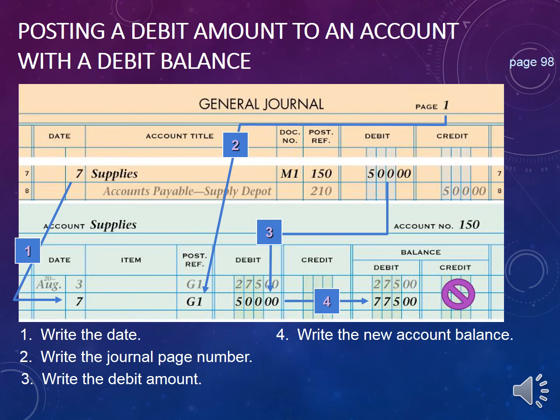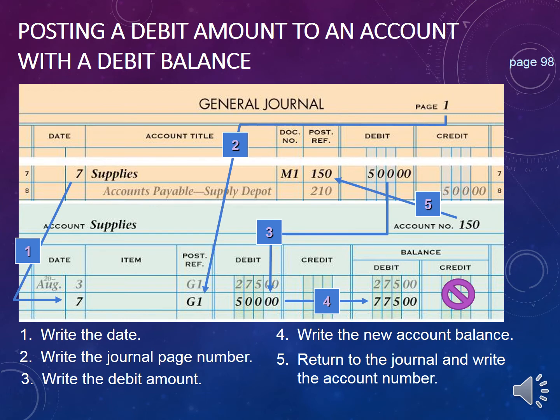The last step is to go back to the journal and write the account number in the post reference column for supplies to show that it has been posted. Again, this is the last step for each transaction.